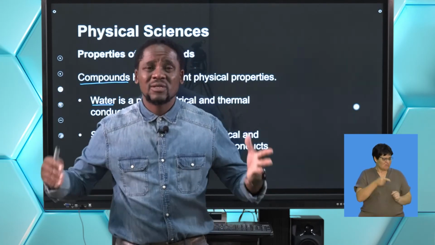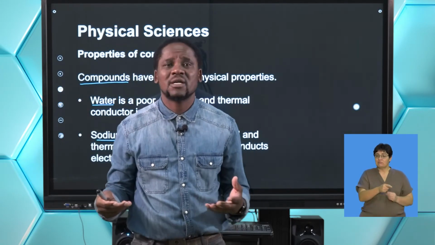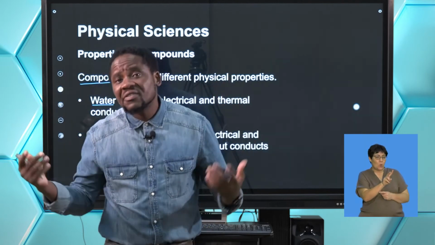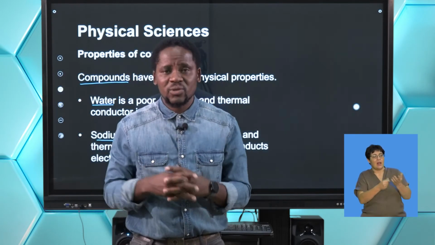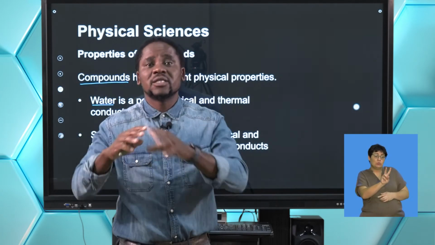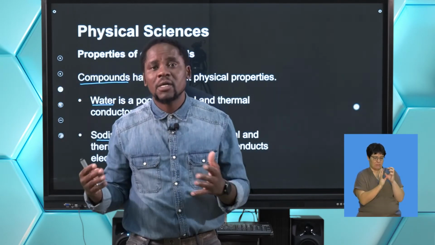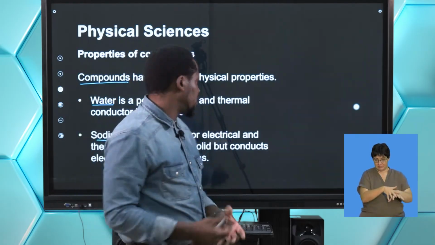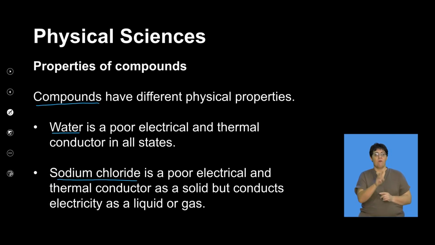What are compounds? Compounds are substances that are made up of two or more different elements that are chemically joined together. So it's not a single element that is joined together. It should be different elements, then it makes up what type of material? A compound, right? So water is a poor electrical and thermal conductor in all states, be it solid, liquid, or gas, while sodium chloride is a poor electrical and thermal conductor as a solid, but conducts electricity as a liquid or gas.